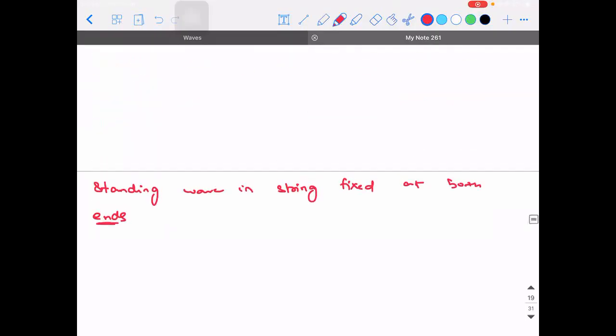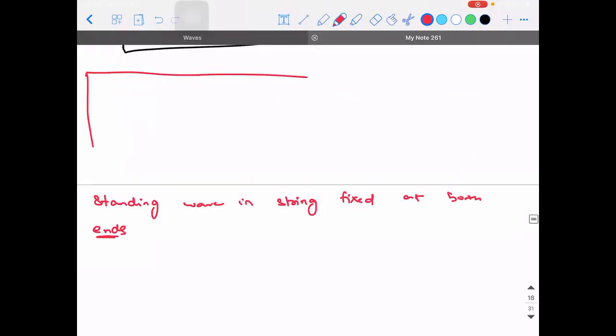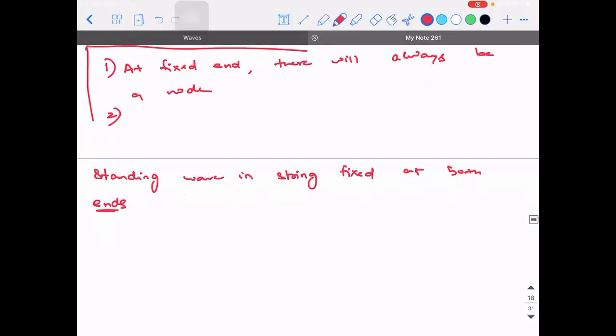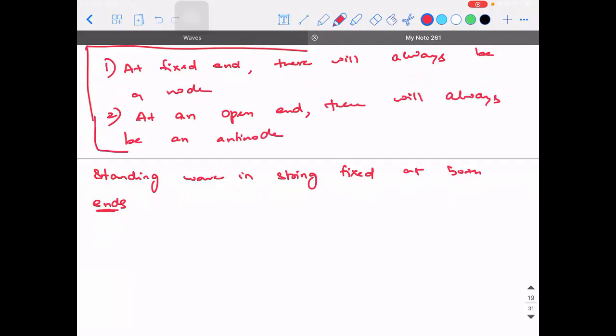So before I start this topic, there are certain thumb rules which you need to have in your mind. First, at fixed end, please make a note of this. At fixed end, there will always be a node. Okay. At a fixed end, there will always be a node. At an open end, there will always be an antinode. So this is the thumb rule you need to have in your mind.